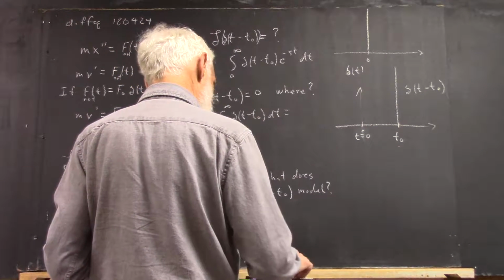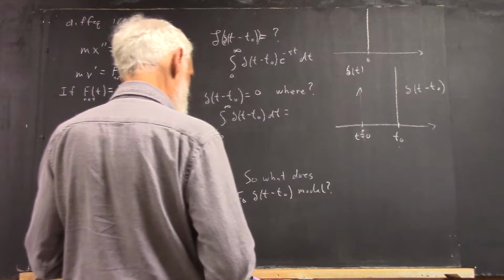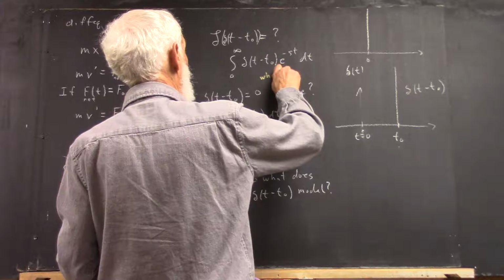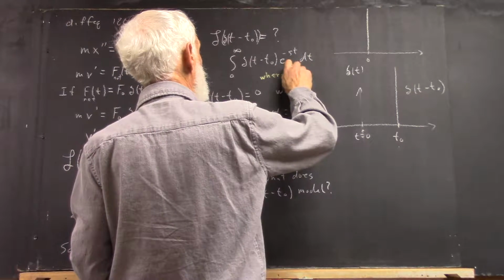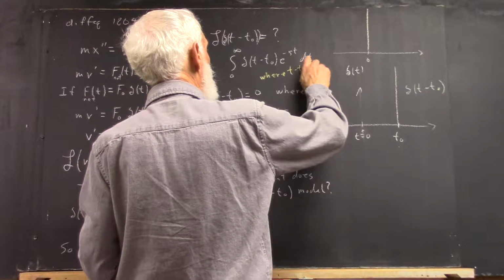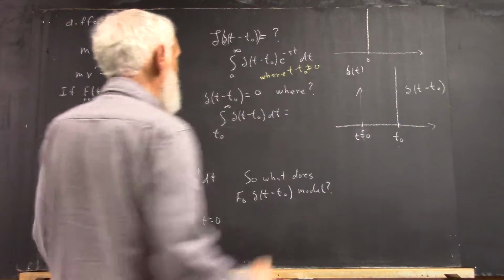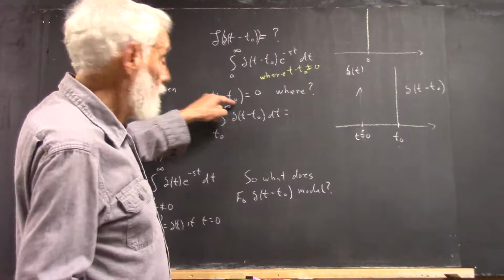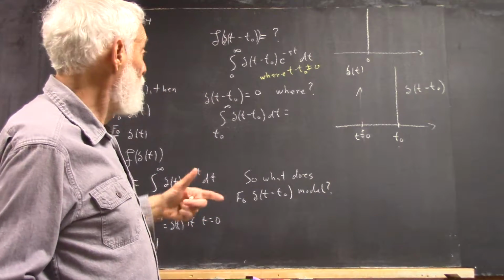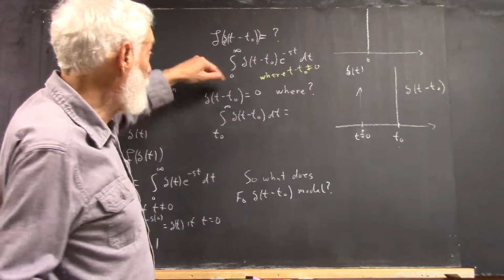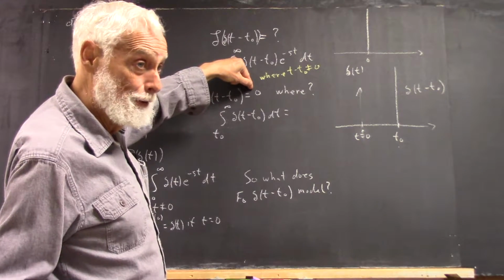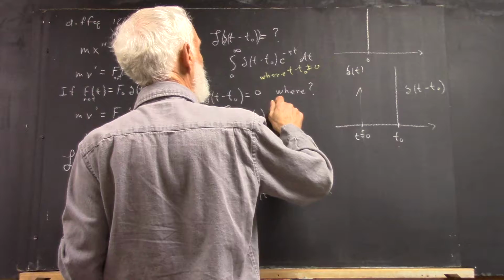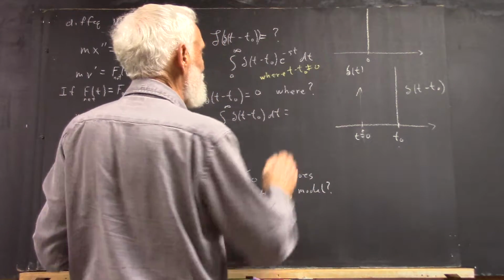I'll just kind of squeeze this in. Some bad color chalk. Well, the delta function is 0 except where the argument is 0. So when t minus t naught isn't 0, then the argument isn't 0, and it is 0. Lots of zeros flying.